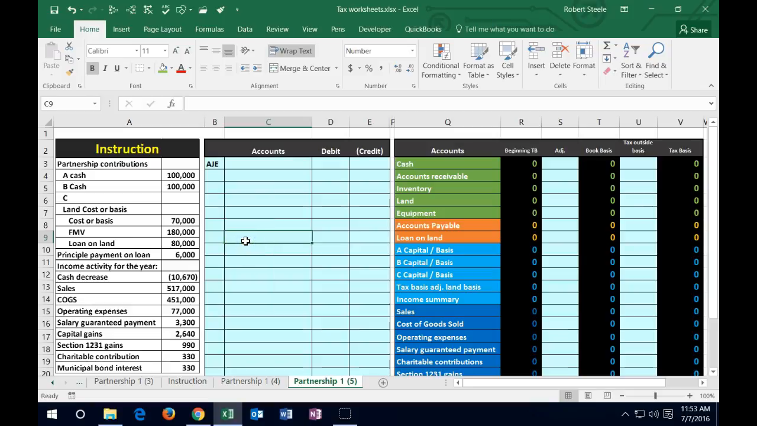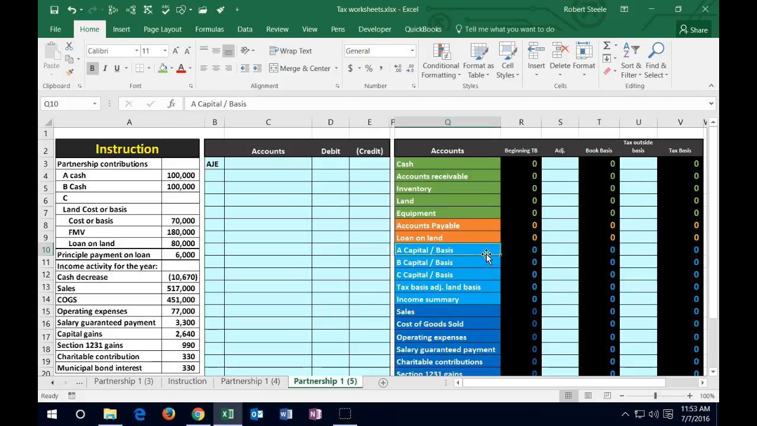Hello, in this lecture we're going to work a problem related to a partnership. We're going to take a look at the creation of the partnership and the allocation of income, and we're going to look at it in terms of the book financial statements on this side, and then we're going to make adjustments for the tax financial statements, focusing mainly on the capital accounts.